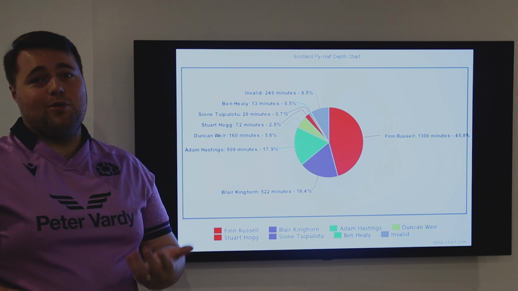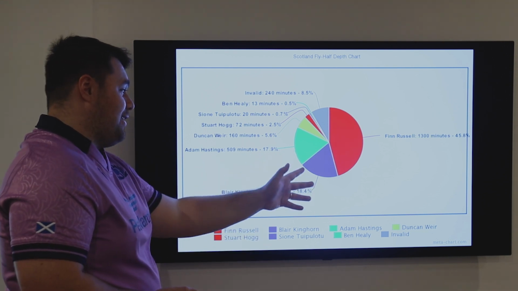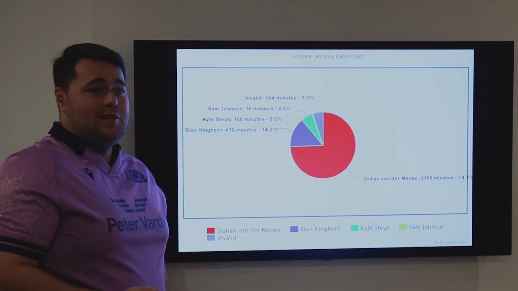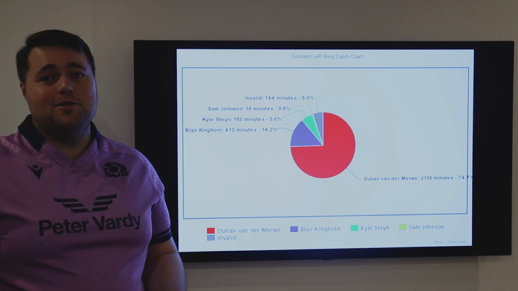They know who the top 3 guys are. I think Adam Hastings there will be back ahead of Kinghorn beforehand as well. We now get to left wing though. Doesn't really matter too much who you pick on the wing. They are the least important players on the pitch in my opinion.